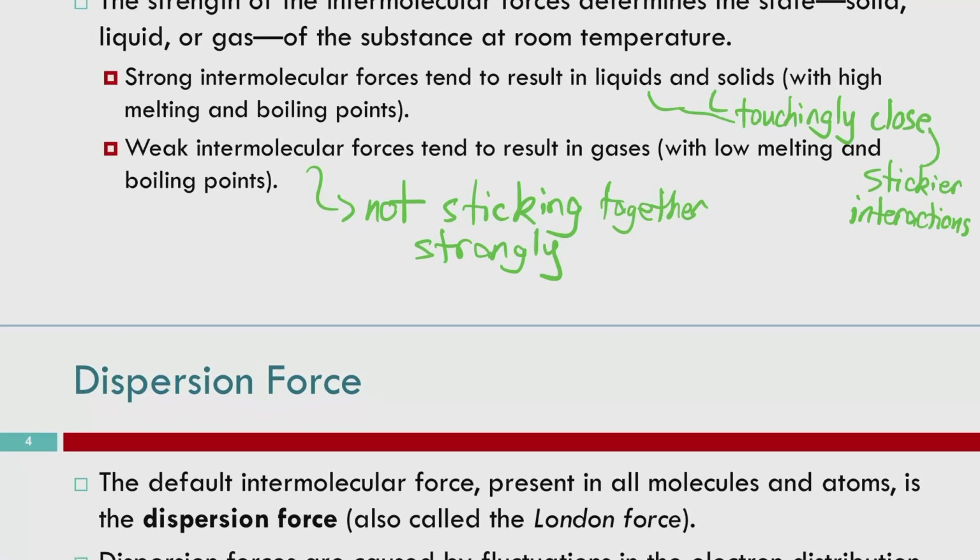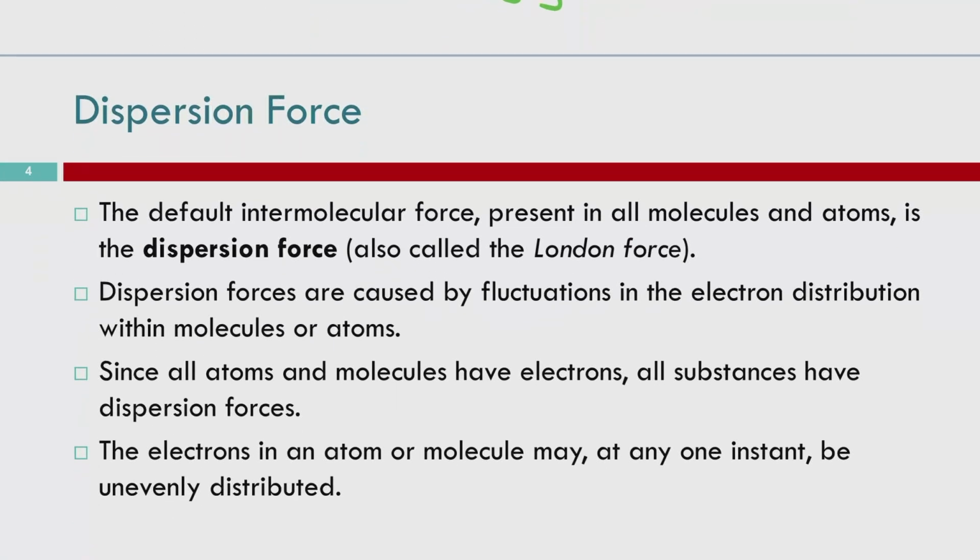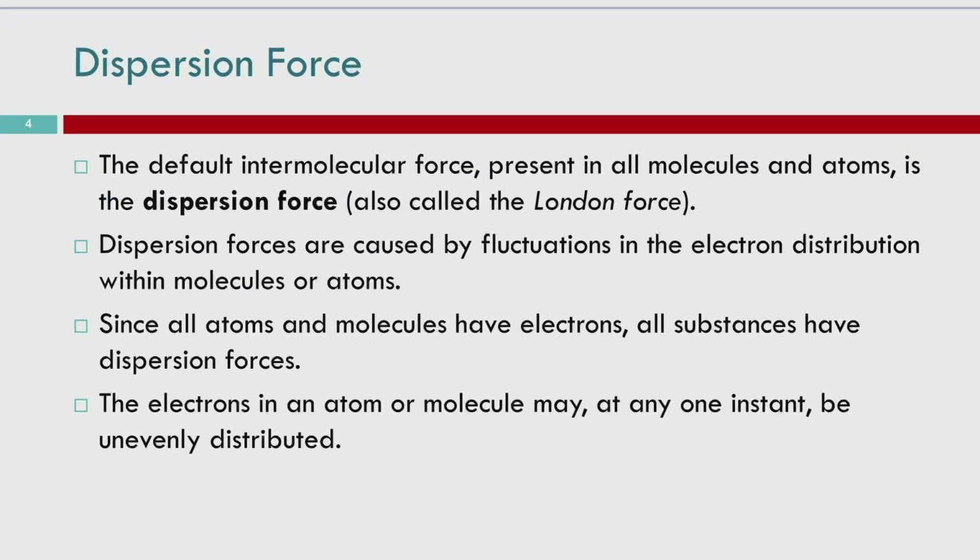Our first force is the dispersion force, also called the London force, also called the London dispersion force. Dispersion forces are our weakest intermolecular force. This is the default, the basic intermolecular force. Everything has dispersion forces, with some minor caveats that aren't really important, but things that don't have electrons don't have dispersion forces.